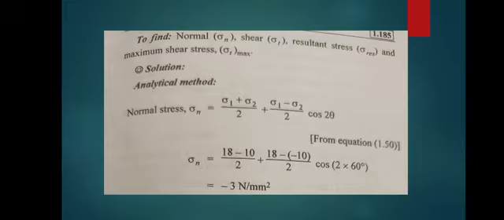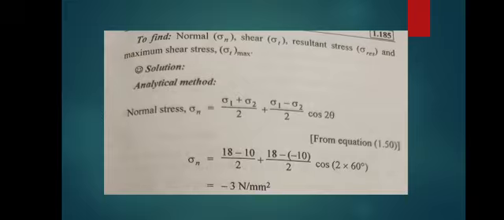Okay, solution. First, the formula for normal stress, for stresses acting in mutually perpendicular directions. The formula is sigma n equal to (sigma 1 plus sigma 2) by 2 plus (sigma 1 minus sigma 2) by 2 cos 2 theta. Already the values are given. Sigma 1 value is 18 and sigma 2 value is minus 10. Okay, don't forget to put the negative sign, because the given stress is negative.